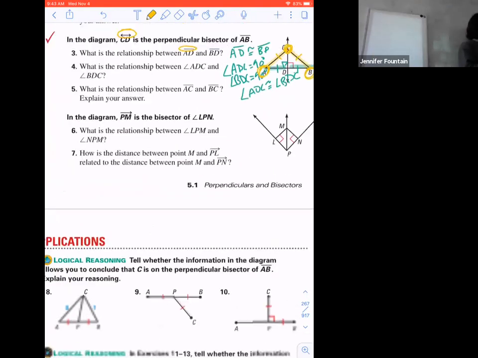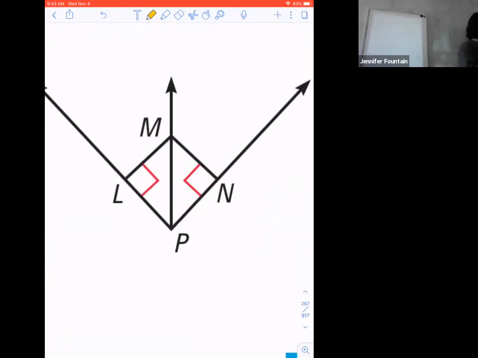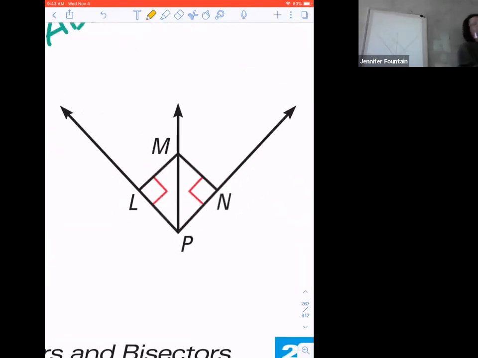Okay, let's look at 6 and 7. It says in the diagram, PM is the bisector of angle LPN. So let's go ahead and just look at this. Based on that knowledge, let's go ahead and diagram this picture. They told me that this is a perpendicular bisector. They have already marked my right angles. What else do I know to be true?